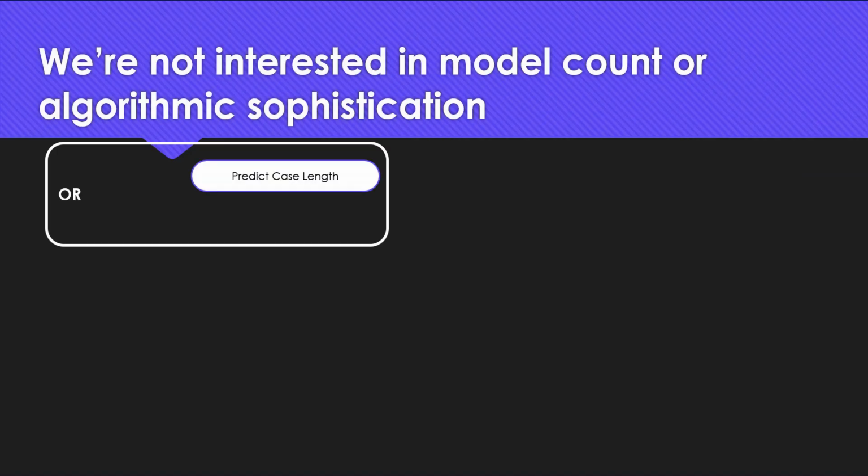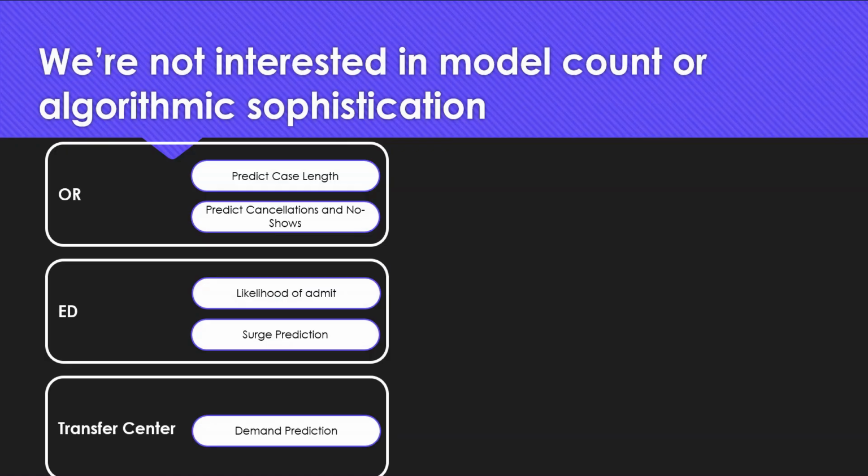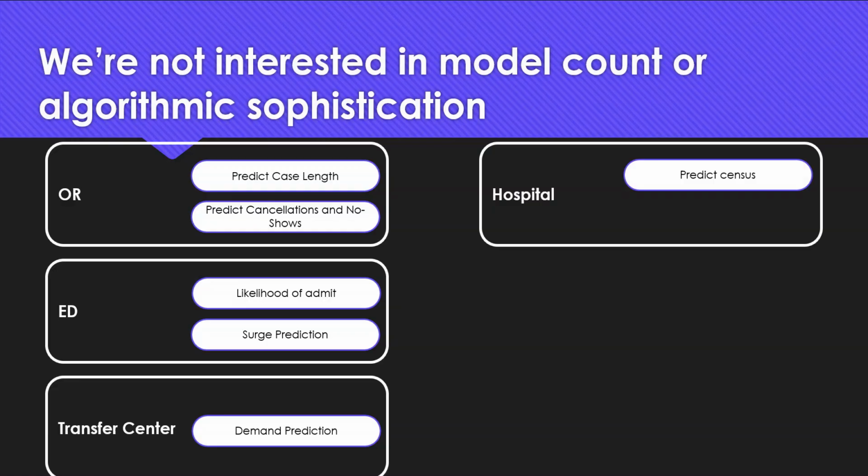If you take the old approach of just thinking about a more mathematical point of view on what we do for advanced analytics in healthcare, you'll be thinking about what can I predict? What sort of algorithms can I do? How elegant is my math? And so you'll pursue things like predicting case length, predicting cancellations and no-shows, likelihood of admit or surge prediction in the ED environment, maybe demand prediction in the transfer center, or census in the hospital, or discharge disposition.